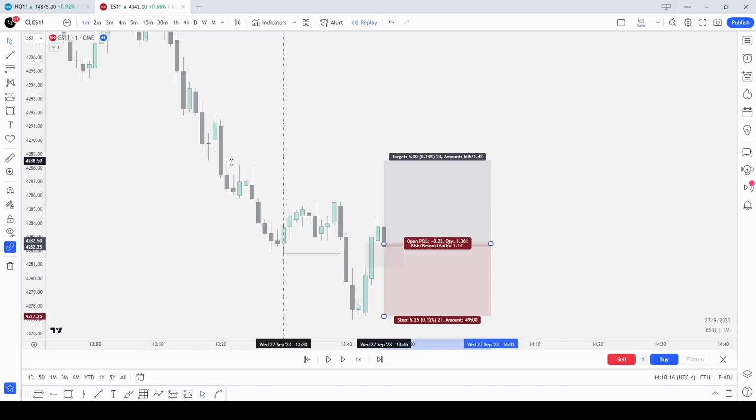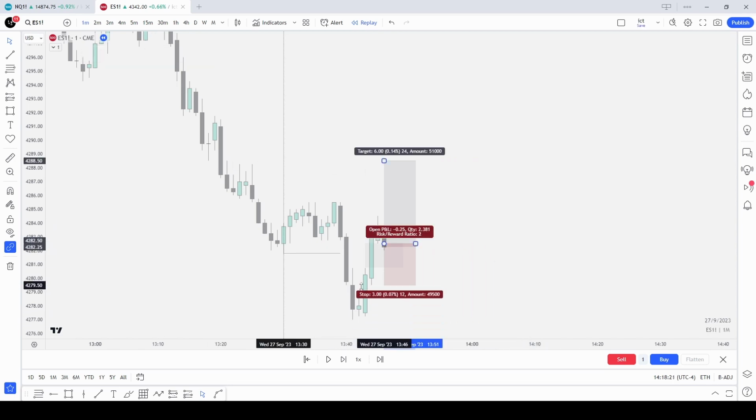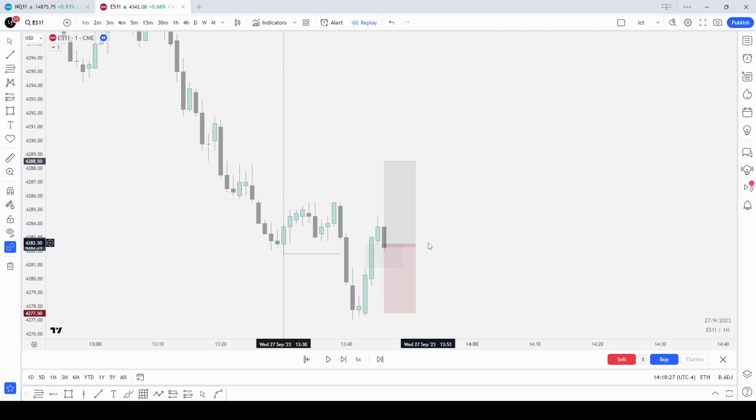Remember, scalper's model, so I'm going to aim for 6 points on this one with my stop loss, I'm going to say, below this body. A nice 1-to-1. Remember, if you're looking for high risk to reward models, this is not the one for you.